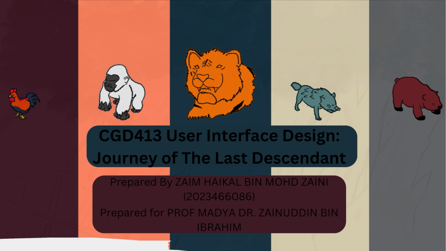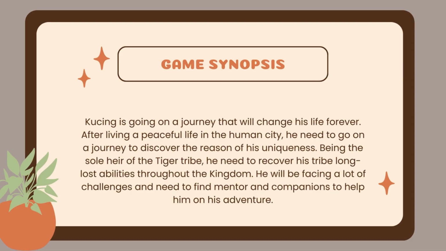So this is what I prepared for User Interface Design CGD413, for my game Journey of the Last Descendant. Journey of the Last Descendant is about a main character named Kucing, but he is a tiger cub. So Kucing is going on a journey that will change his life forever.